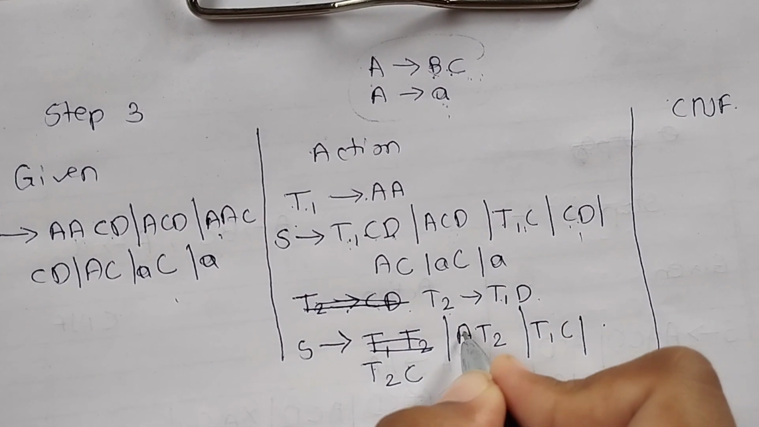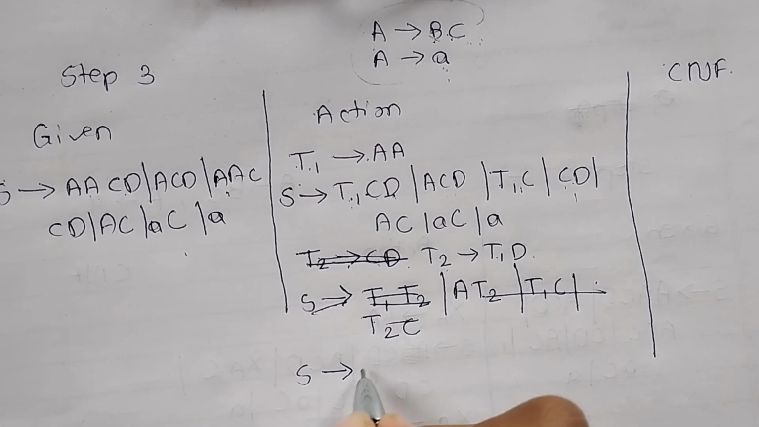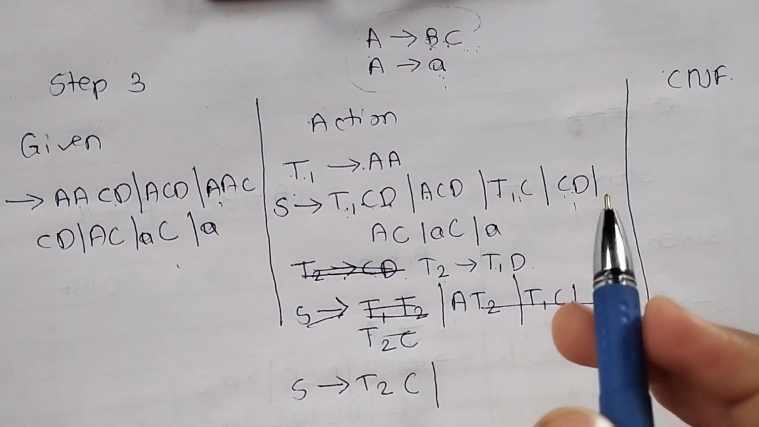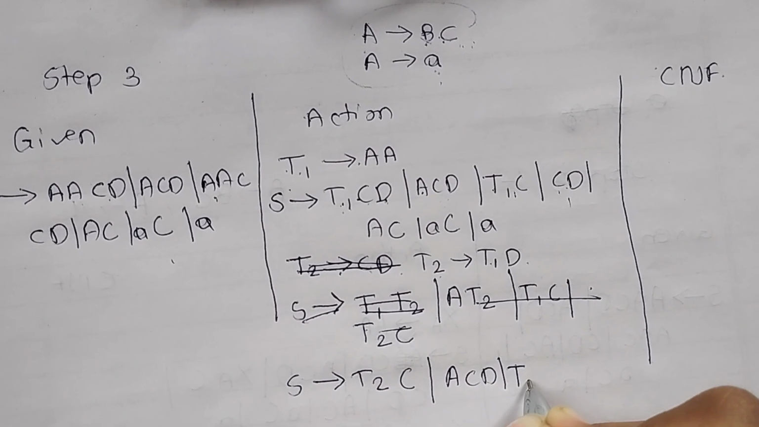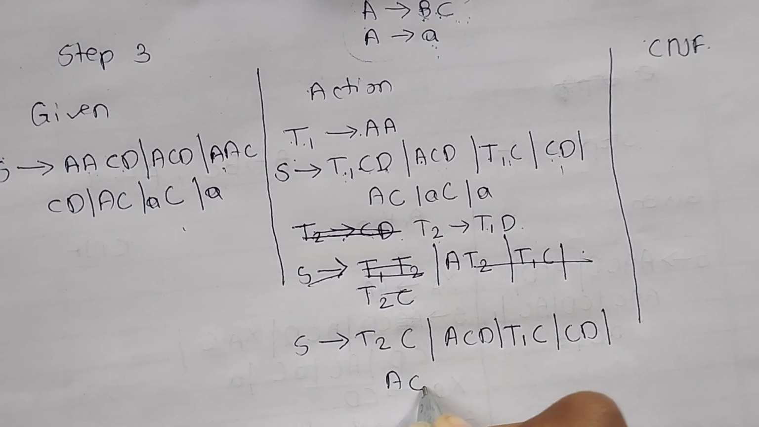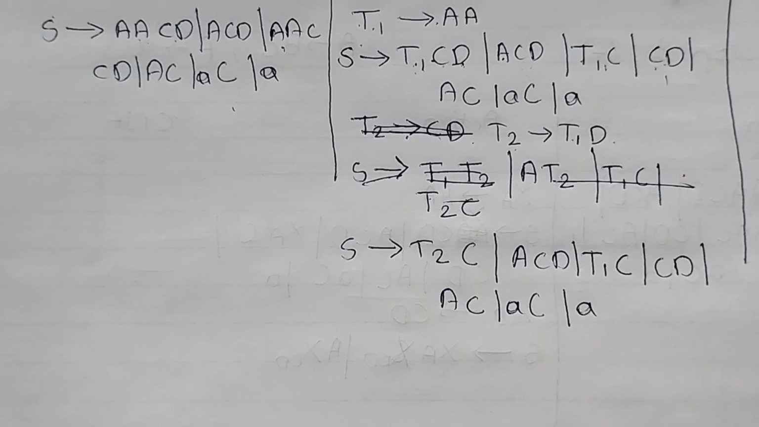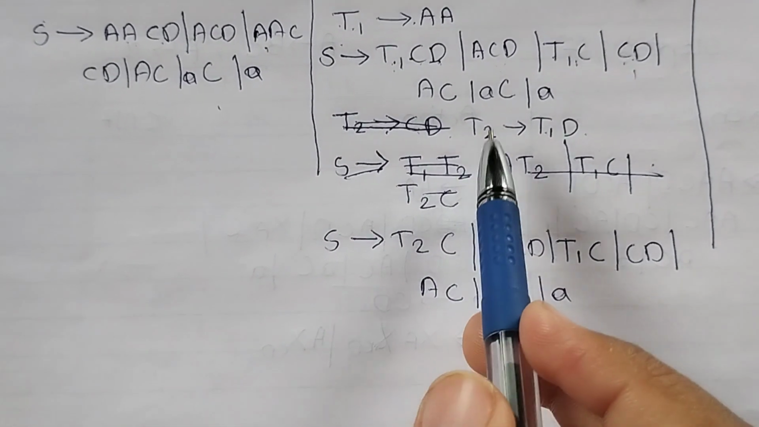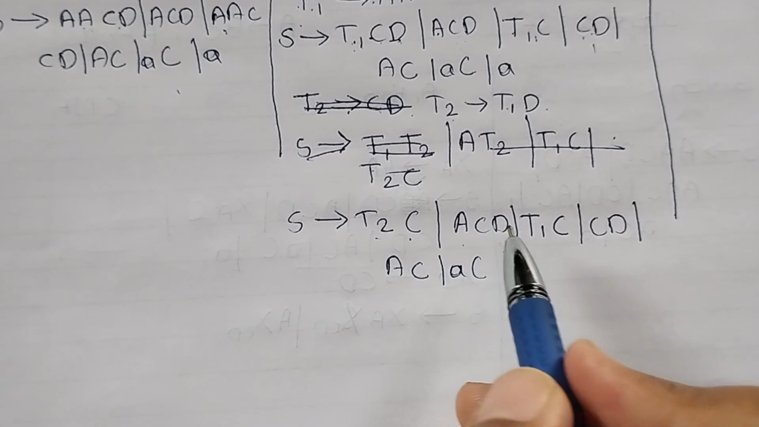Now this whole production we write again: T2C, then ACD, T1C, CD, AC, AC and A. Now we complete this T2 step. Now we get here two capital letters, and here are three capital letters. So what do we do?